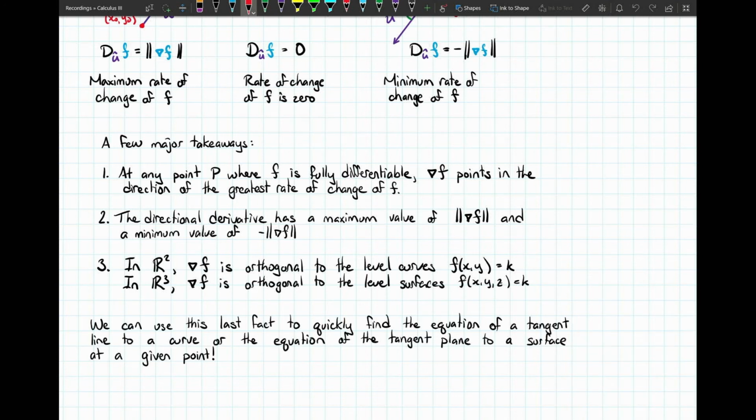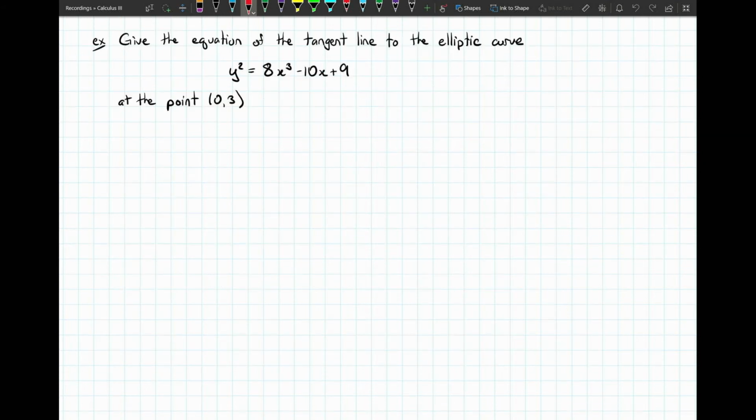Let's take a look at a couple examples of maybe finding a tangent line to a curve or a tangent plane to a surface at a given point, where either the curve or the surface may be given in implicit form. One of my favorite examples of an implicit curve might be an elliptic curve. It's not overly complicated. It's just going to be something maybe of the form y squared equals a cubic in x. However, we can't just solve for y easily. Square rooting both sides is not going to be a one-to-one operation, so we can't just write this as a function y equals a function of x.